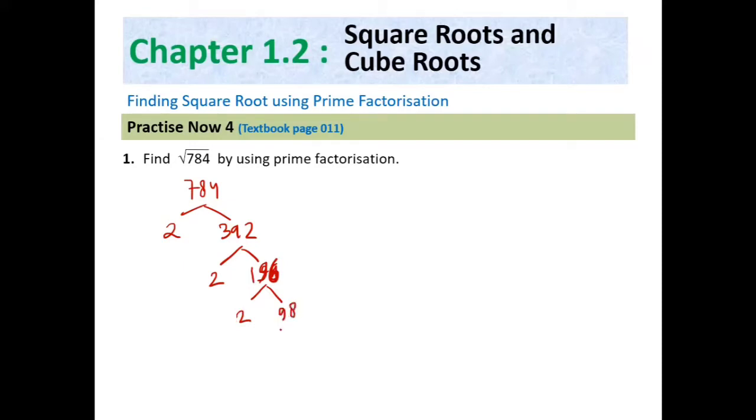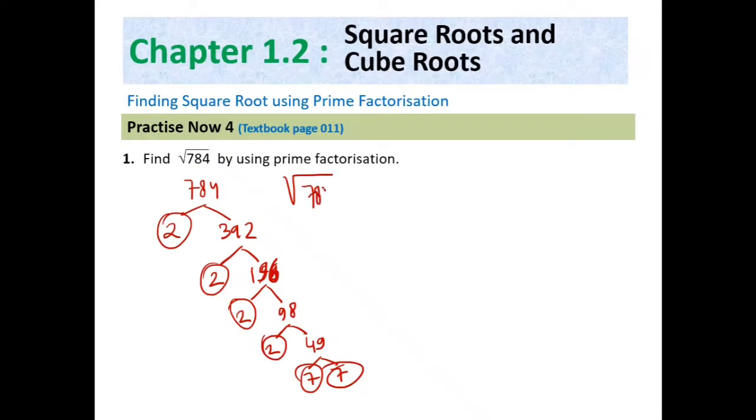98. Wow, so many 2s. You can divide by 2, 49. Okay, you ran out of 2s now. So 49 can't be divided by 2 anymore. But 49 can be divided by 7. Okay, 1, 2, 3, 4, 5, 6 factors. So if you want to do the square root of 784, you can write 2 to the power of 4 times 7 to the power of 2, right?